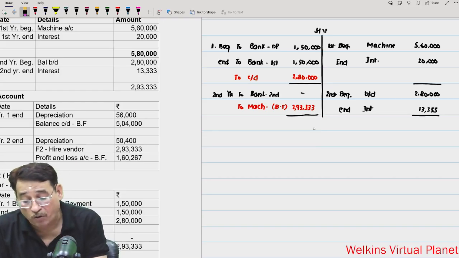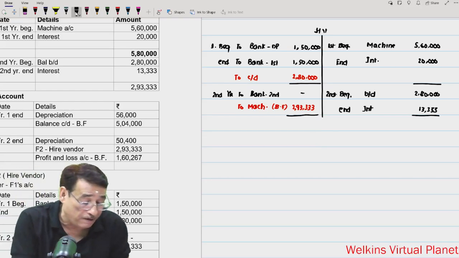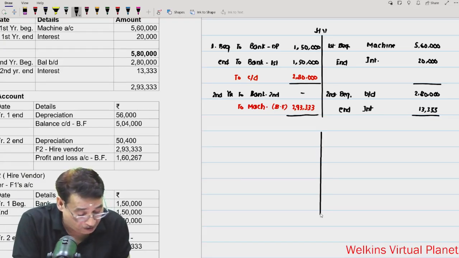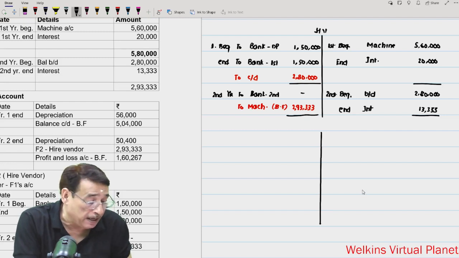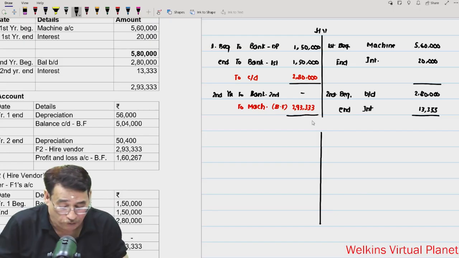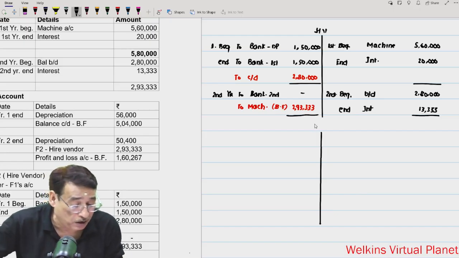Obviously, when we return the machinery, there will be a loss or profit also, which we shall have to compute. And for the same, we will have to prepare the asset account. Now I will prepare the asset account. The asset account in this case is machine account, if you remember. Machine account.